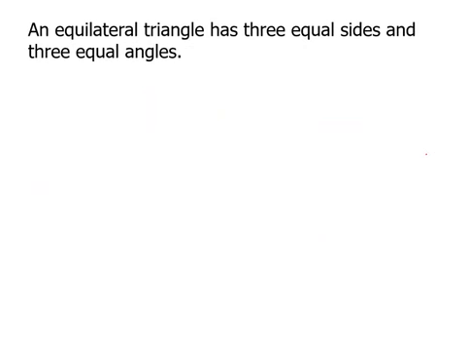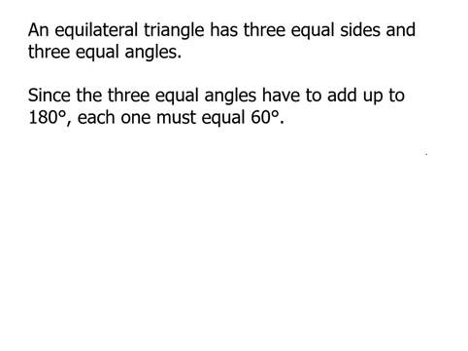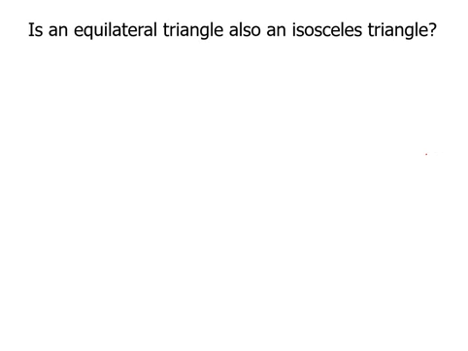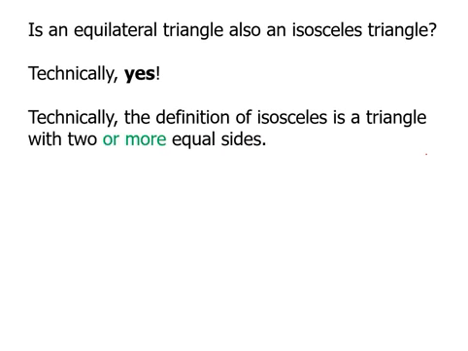An equilateral triangle has three equal sides and three equal angles. All the angles have to be 60 degrees. So this is an equilateral triangle. Is an equilateral triangle also an isosceles triangle? Technically, yes. Technically, the definition of an isosceles triangle is a triangle with two or more equal sides.